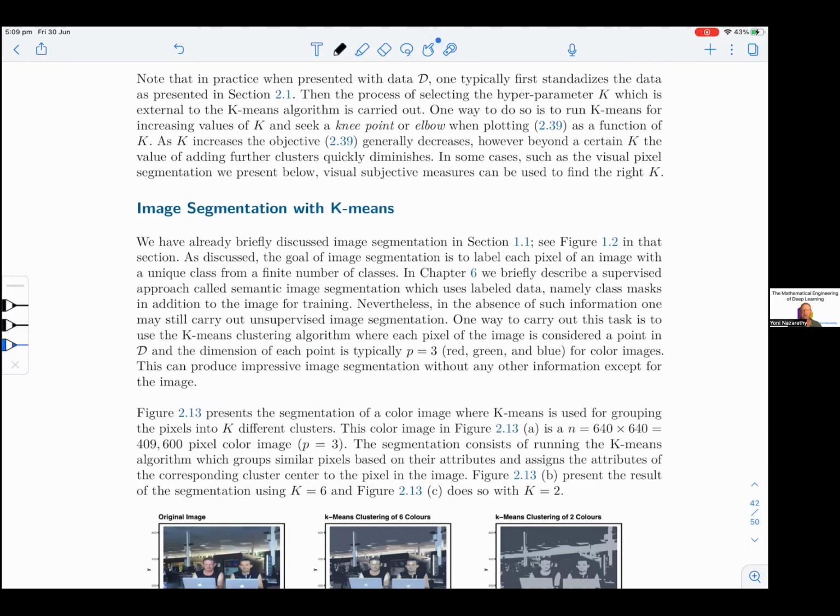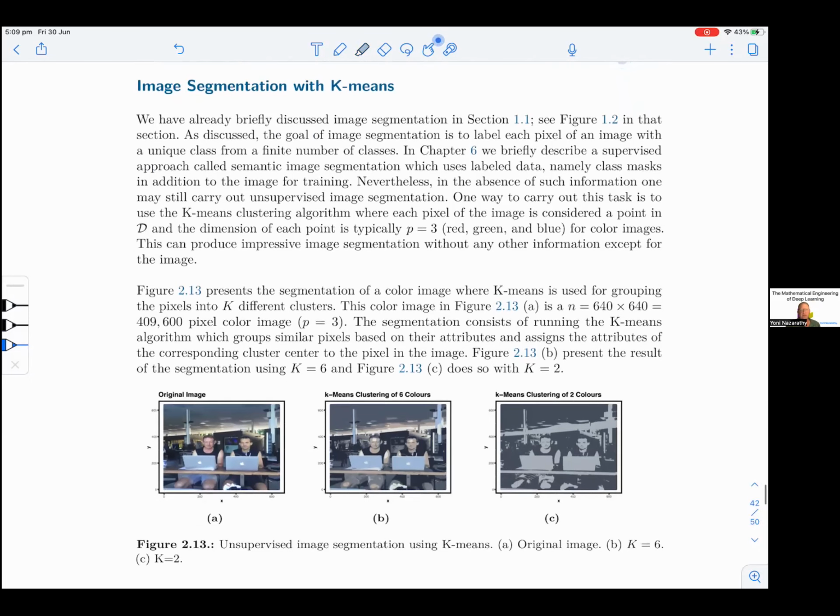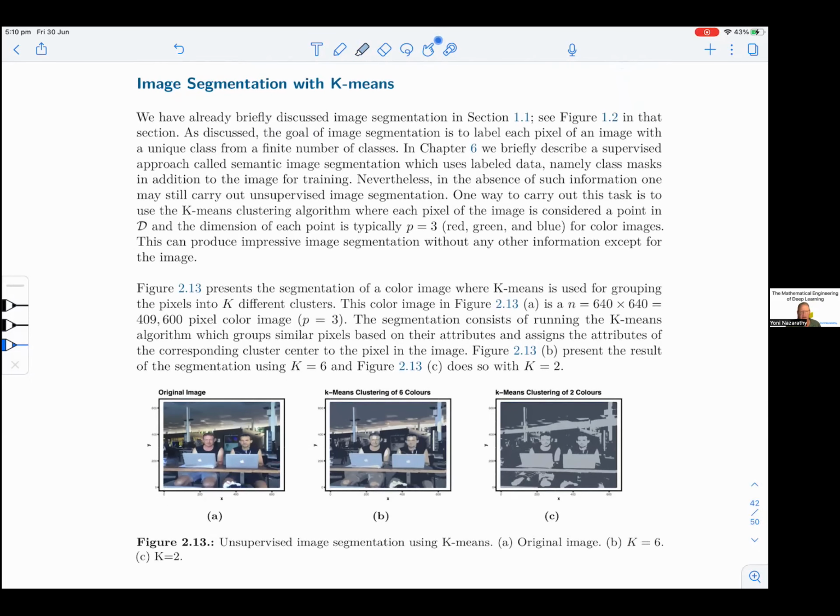In some cases, such as the visual pictorial segmentation we present below, visual subjective measures can be used to find the right k, a suitable k. Okay, so let's see an application. Image segmentation with k-means. We've already briefly discussed image segmentation in section 1.1. See figure 1.2. That's in chapter 1 in that section.